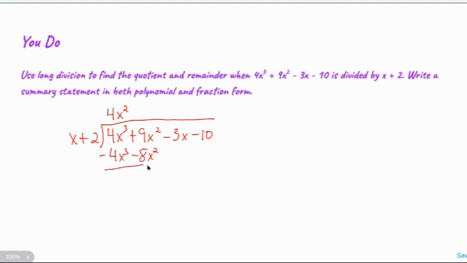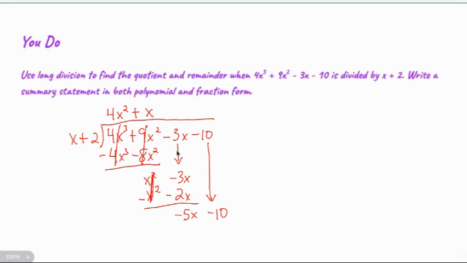Subtract, subtract, cancel, cancel. Oh, sorry, that's just x squared. We'll let that go. And then bring down our negative 3x. So then we do it again. x times what gives me x squared? That would give me plus x. And then we know that 2 times x is 2x. And then do your subtraction. This cancels. We're left with negative 3 minus 2. That's negative 5x. And then we bring down a negative 10.